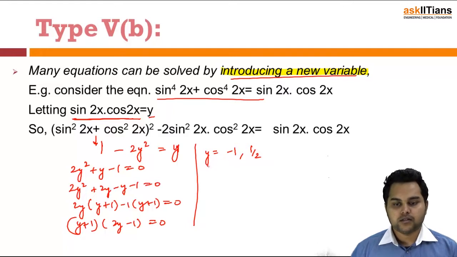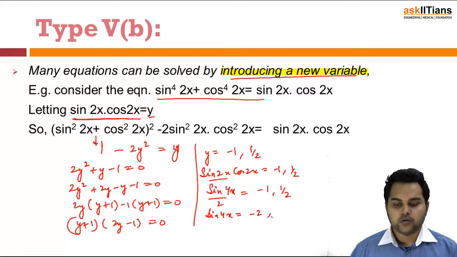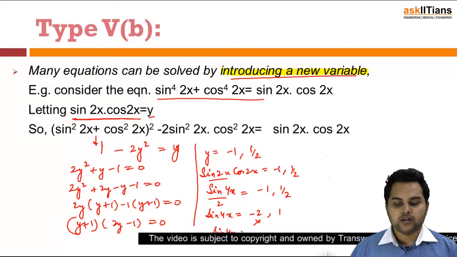Now I have y as sin 2x cos 2x, so sin 2x cos 2x is equal to minus 1 comma 1 by 2. This can be written as sin 4x by 2 is equal to minus 1 comma 1 by 2. So sin 4x would be equal to minus 2 or 1. Now minus 2 is not possible, since sin 4x would definitely lie between minus 1 and 1. So I would get sin 4x to be 1.